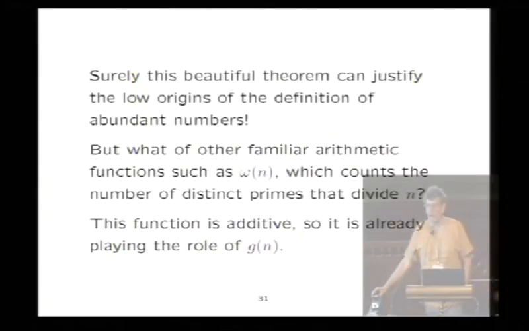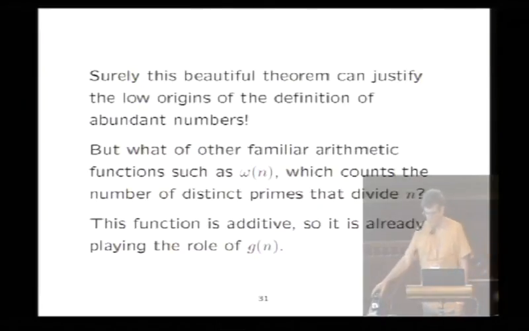Now that we're on the subject of distribution functions, let's take another common function. This is the function omega of n. Omega of n is not multiplicative. Omega of n is defined as the number of different primes that divide n. It's an additive function, so it's sort of already playing the role of the logarithm of a multiplicative function. In other words, I could have started with the function 2 to the omega of n. That's a multiplicative function, and then its logarithm essentially is omega of n.